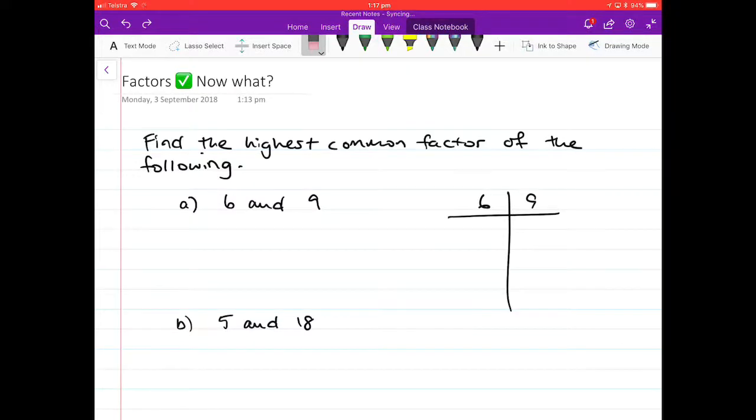Okay, finding factors of a number, tick. Now what? All right, what you're going to be asked to do, once you can find the factors of a term or a number, is find the highest common factor of the following. You may also see highest common factor written as HCF, as an acronym.